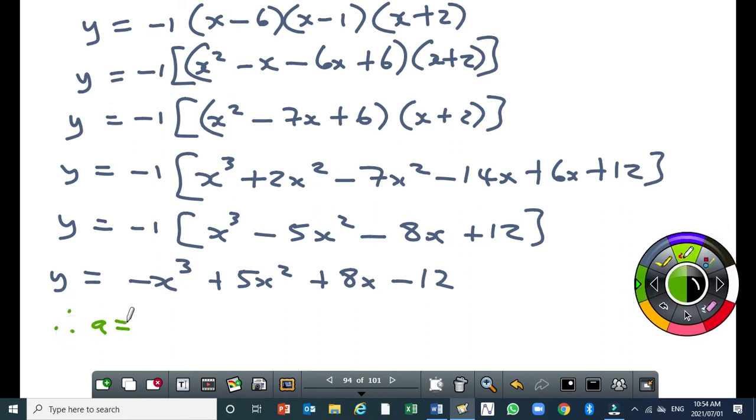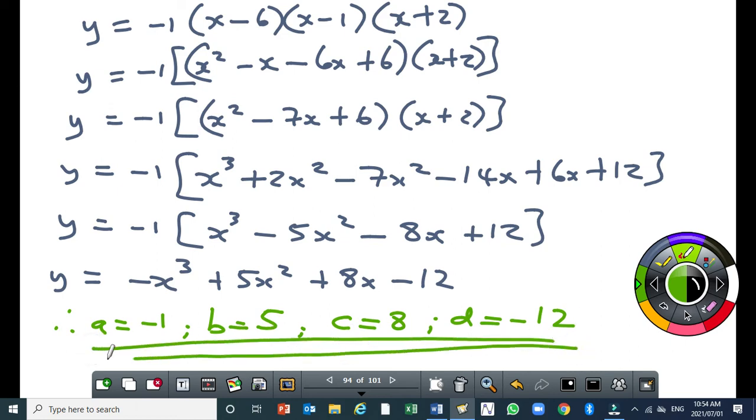So I can now say, therefore, A is -1. I've got that. B is going to be the coefficient of x squared, which is 5. Then c is going to be the coefficient of x, which will be 8. And the constant term d is going to be negative 12. Alright? And then you are done. So this will be the final answer.